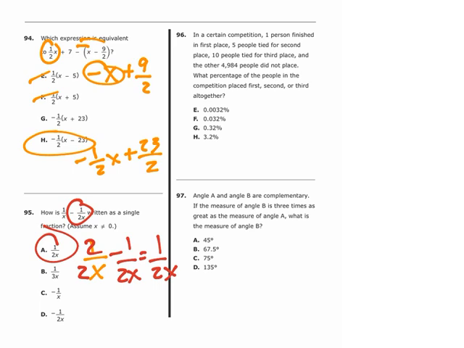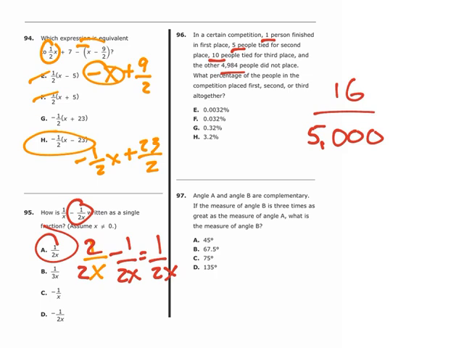Okay, 96. It says there were 10, 5, 1, and 4,984. Great. So there's 5,000 people in total, and 16 of them did really well. We want to know what percent that is.